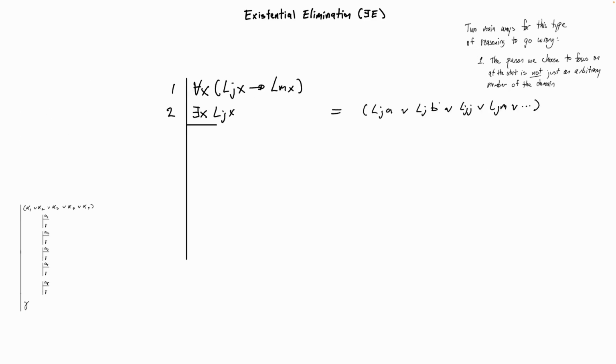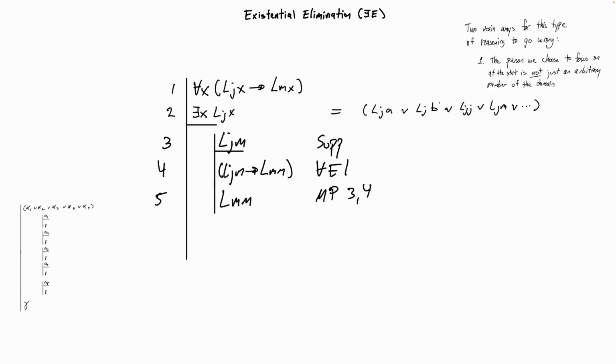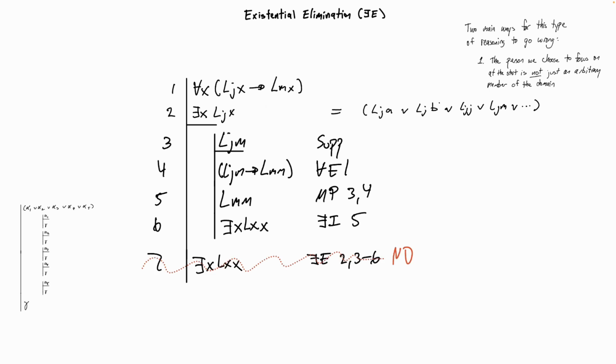So first, let's go back to this example. But this time, imagine that we suppose that James loves Magnolia. Then we reason as follows. Anyone that James loves, Magnolia loves. So if James loves Magnolia, then Magnolia must love Magnolia. So by modus ponens, Magnolia loves Magnolia. Hence, there's someone that loves themselves. The existential elimination rule would not allow us to draw that conclusion outright.